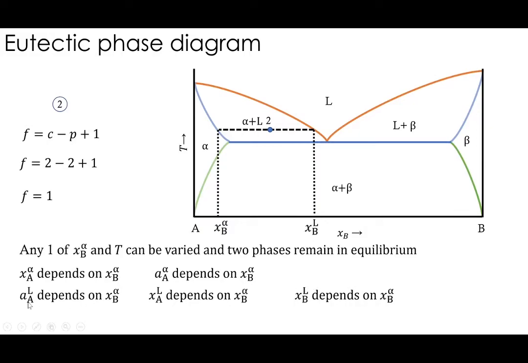Okay. So if A is a function of XA, and if A depends on XB alpha, XA alpha also depends on XB alpha, right? If XA alpha depends on XB alpha, what about XB alpha? XB alpha depends on XA alpha, it is basically 1 minus XA alpha, isn't it? So that also depends on XB alpha. So you can see all these things are depending on XB alpha, fine. So only that can be used here as a composition variable.